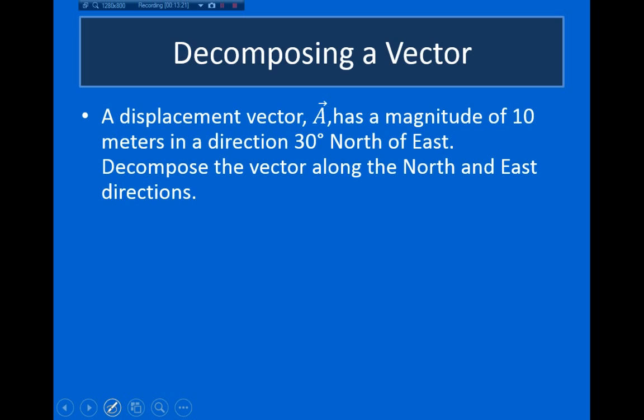So let's look at a simple example. The first example says a vector A has a magnitude of 10 meters and a direction of 30 degrees north of east. So just like before, the easiest way to start this is by drawing a picture.